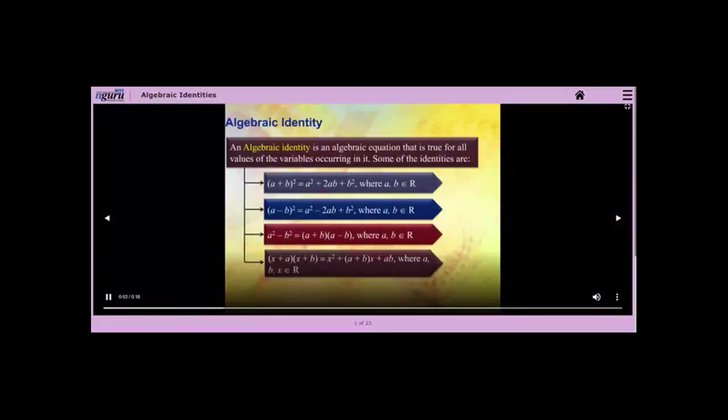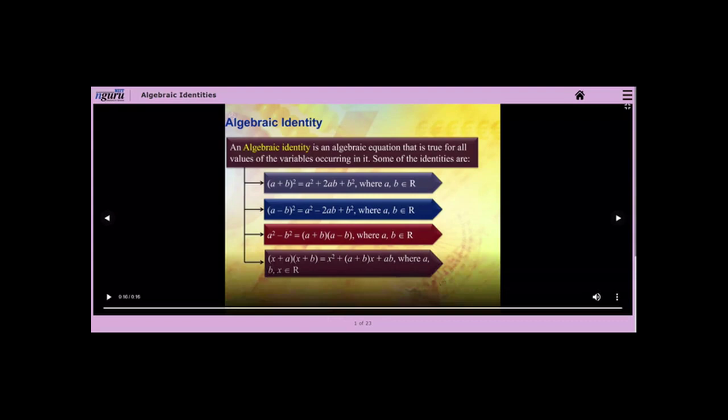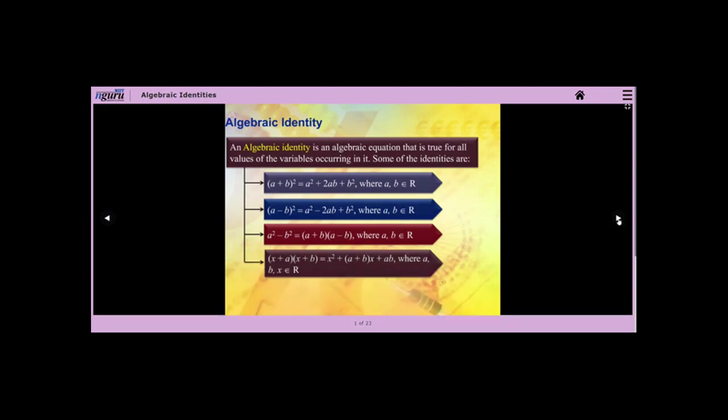An identity is an algebraic equation that is true for all values of the variables occurring in it. Some of the identities are shown here where the variables a, b, and x belong to real numbers. What are real numbers? Combination of rational and irrational numbers. Correct. All numbers together are called real numbers. a plus b whole squared, a minus b whole squared, a squared minus b squared, x plus a into x plus b.